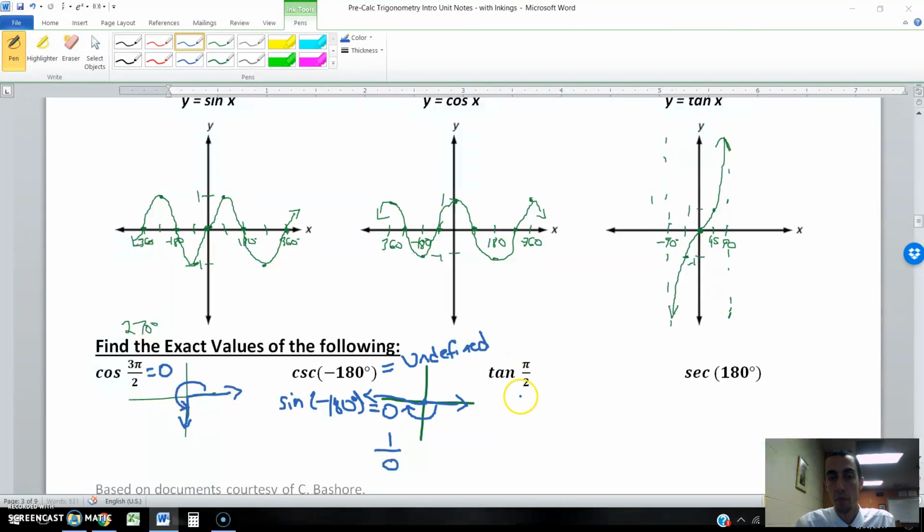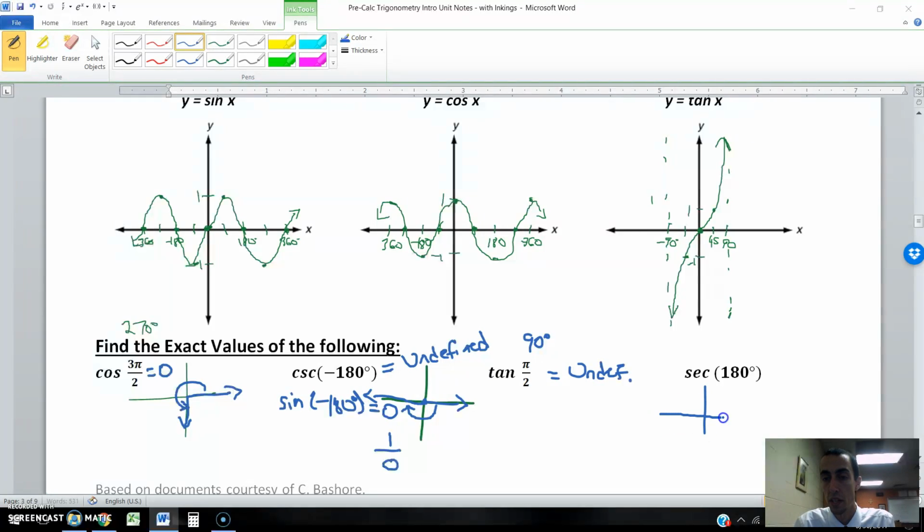Then tangent of pi over 2 next. Pi over 2 is 90 degrees. We look at the tangent graph and we see at 90 degrees there's a vertical asymptote, meaning that the graph will never reach an x value of 90 degrees. And so the function is not defined when x is 90 degrees, and so this is also undefined. Last up, secant of 180 degrees.